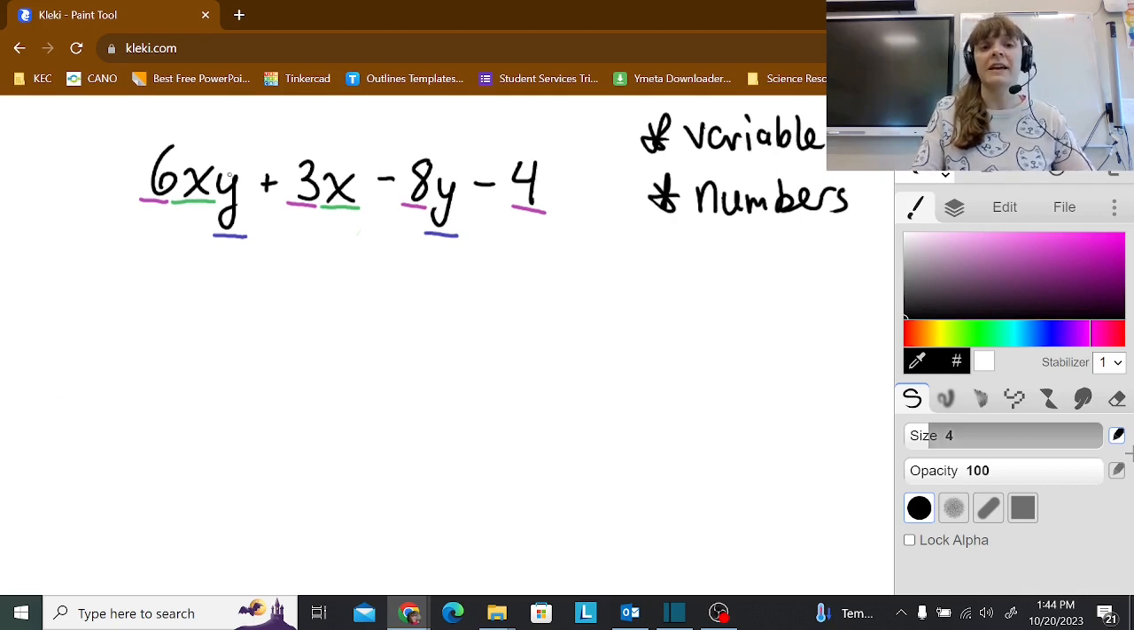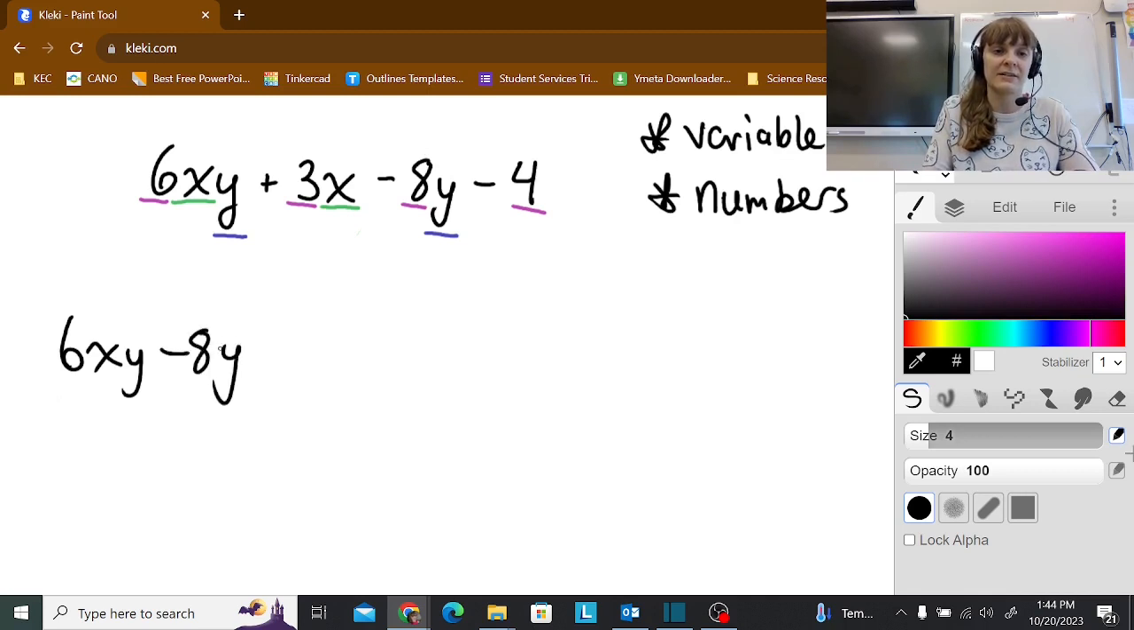I have an instance where I have an x and a y, and I also have one instance where I have one x and one instance where I have one y. So I could try to group these. I could try grouping the 6xy, and I'll just do it over here. Let's do 6xy, putting this one aside, and I can try to put my negative 8y next to it, right? And then I could try to group my positive 3x and my negative 4 together.